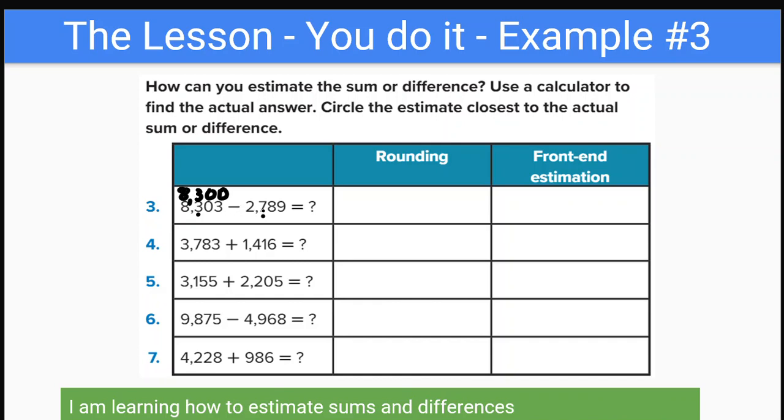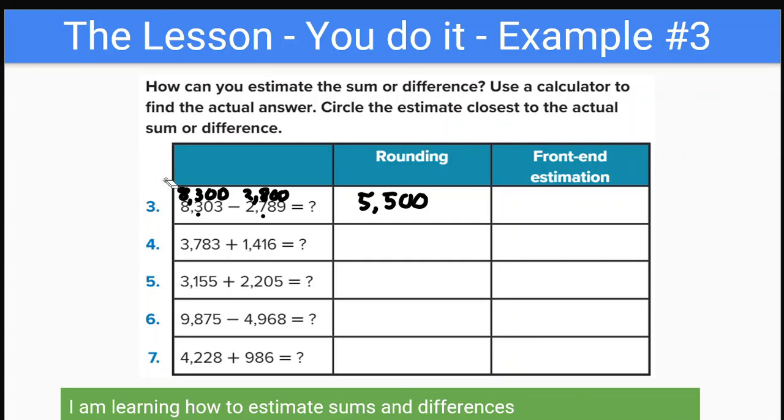So you got 8,300. Over here, this 789 could either stay a 7 or become an 8. Well, 789 is closer to 800 than it is to 700, so we're going to make this an 8 and 800, and we're going to make that a 2 right there, so 2,800. Okay, so now we can subtract these two. All right, so 8,300 take away 2,800 is 5,500. Okay, 5,500.